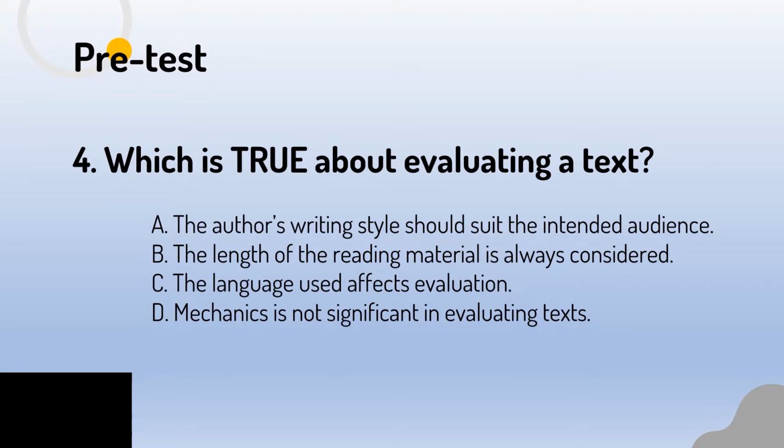Number 4, which is true about evaluating a text? A. The author's writing style should suit the intended audience. B. The length of the reading material is always considered. C. The language used affects evaluation. Or letter D. Mechanics is not significant in evaluating text. For this, the answer is letter A.